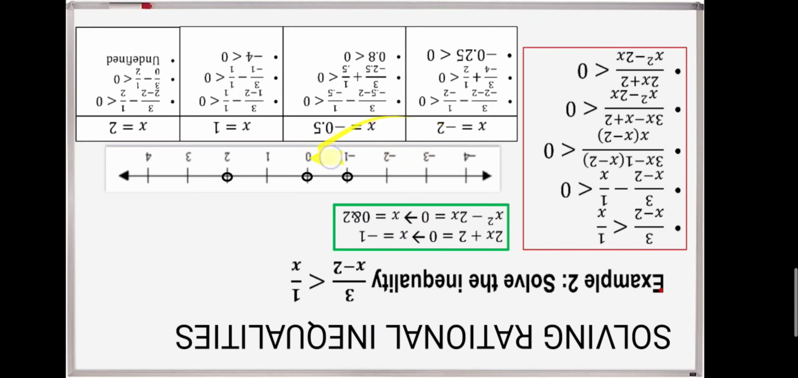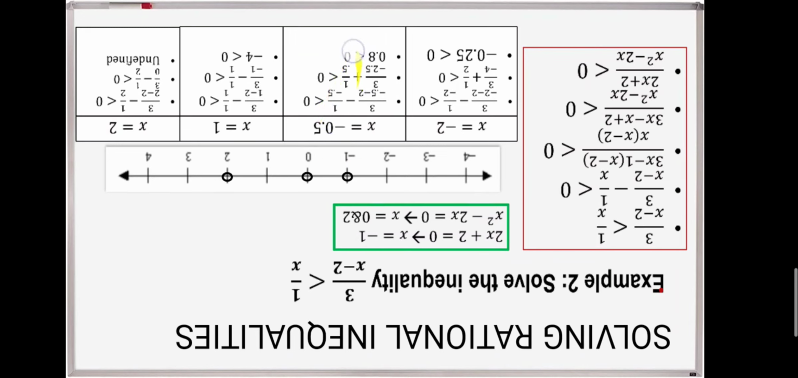Then next, how about this part? Let's try to get negative 0.5 for instance. Okay, so substitute x by negative 0.5. Then simplify, we have 3 over negative 2.5 plus 1 over 0.5 is less than 0, and our answer is 0.8 is less than 0. That is a false statement. In that case, this part is not included.